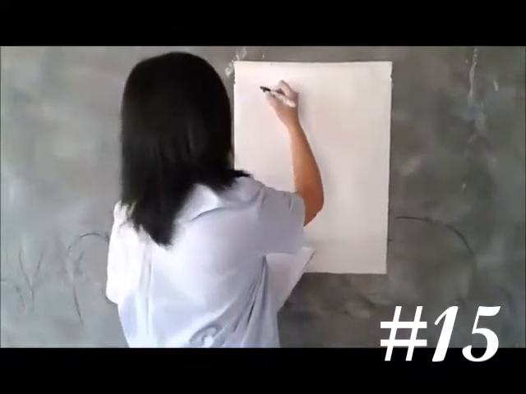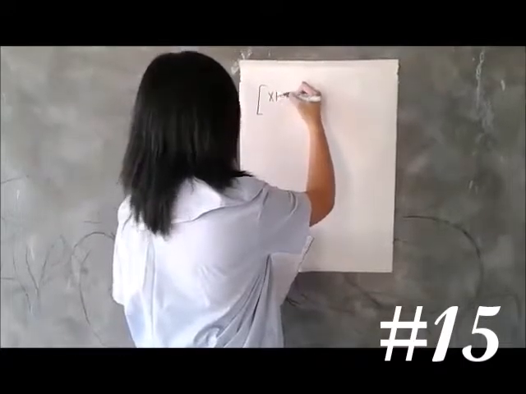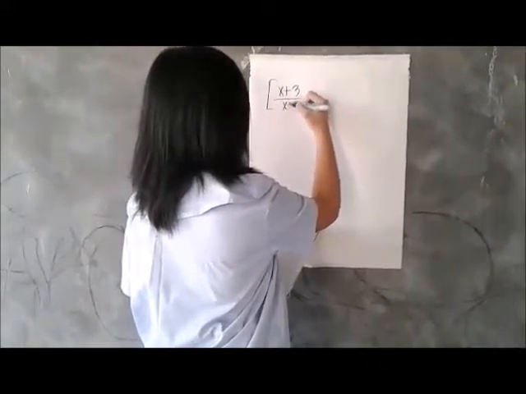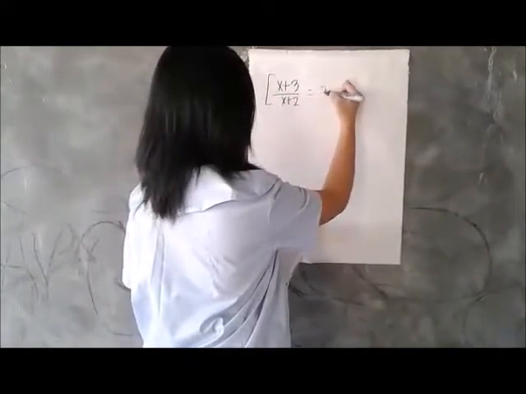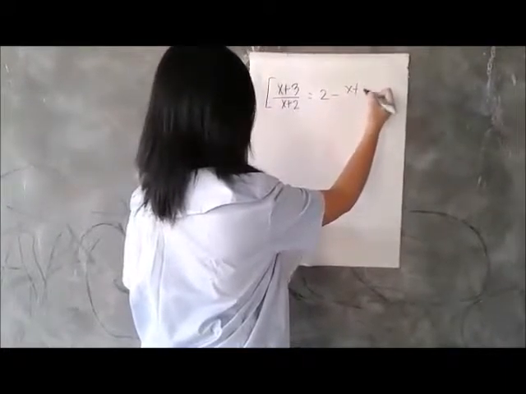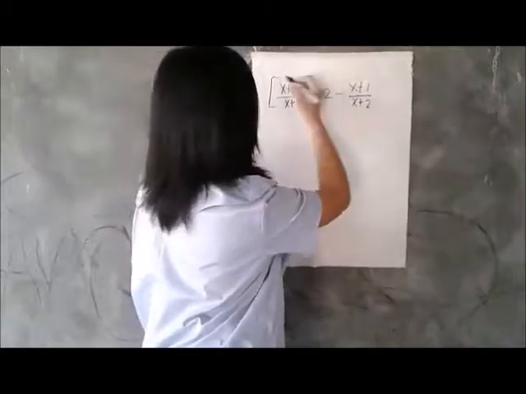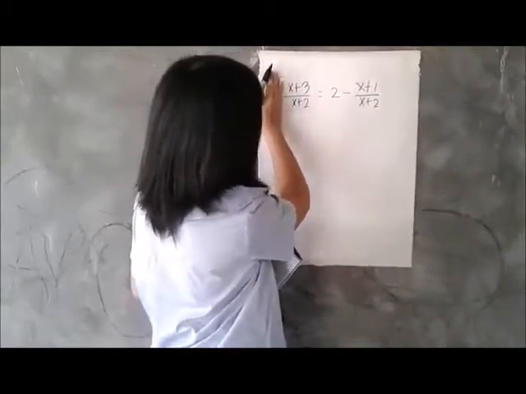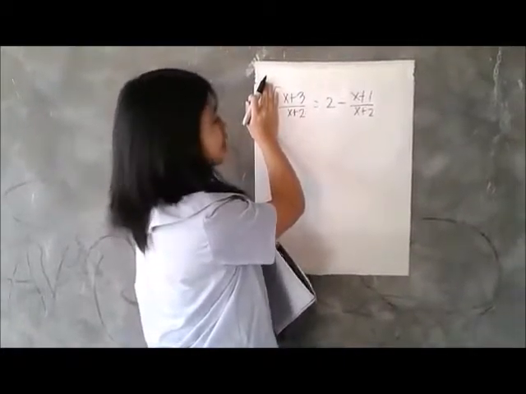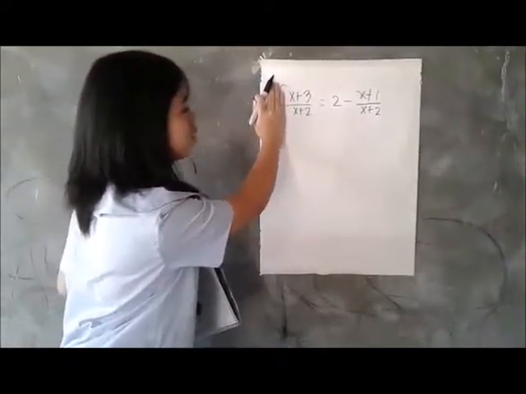Good morning. My name is Patricia, TIP-SHS-SH11-ABM-A2, and I'm here today to solve this equation. x plus 3 over x plus 2 equals to minus x plus 1 over x plus 2.